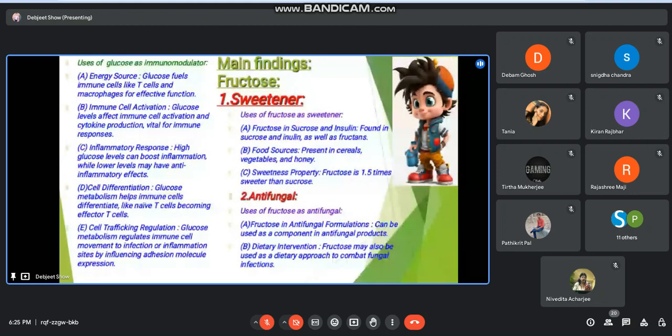Energy source: glucose fuels immune cells like T cells and macrophages for effective function. Immune cell activation: glucose levels affect immune cell activation and cytokine production, vital for immune responses. Inflammatory response: high glucose levels can boost inflammation, while lower levels may have anti-inflammatory effects. Cell differentiation and cell trafficking regulation.